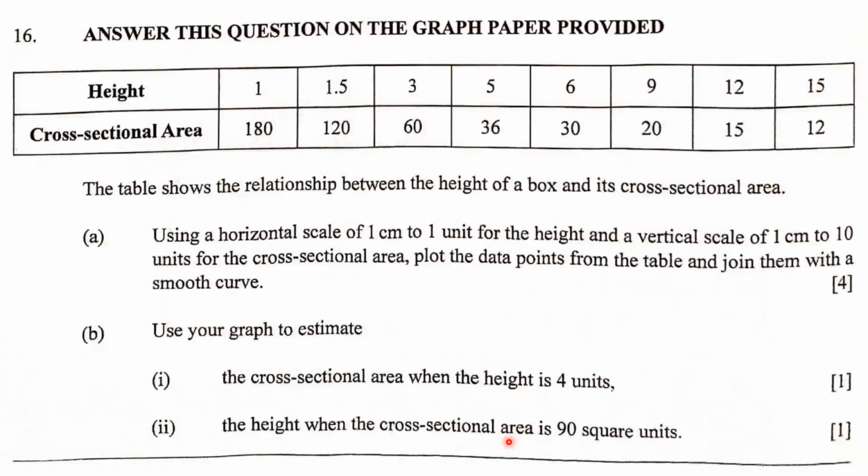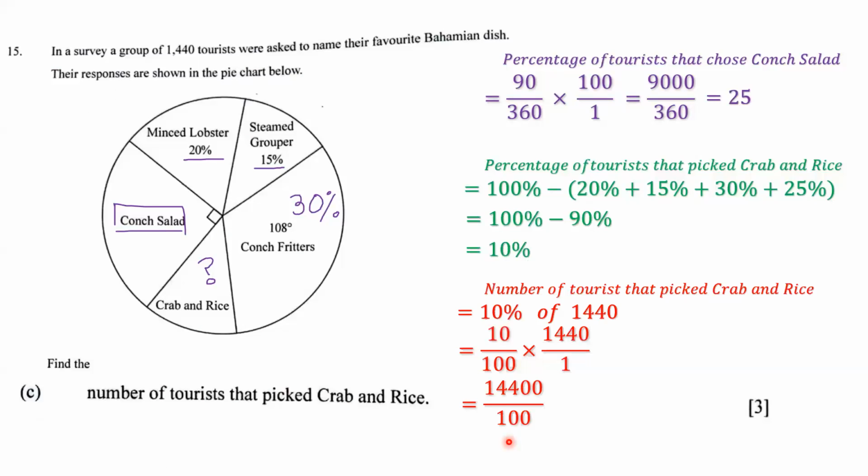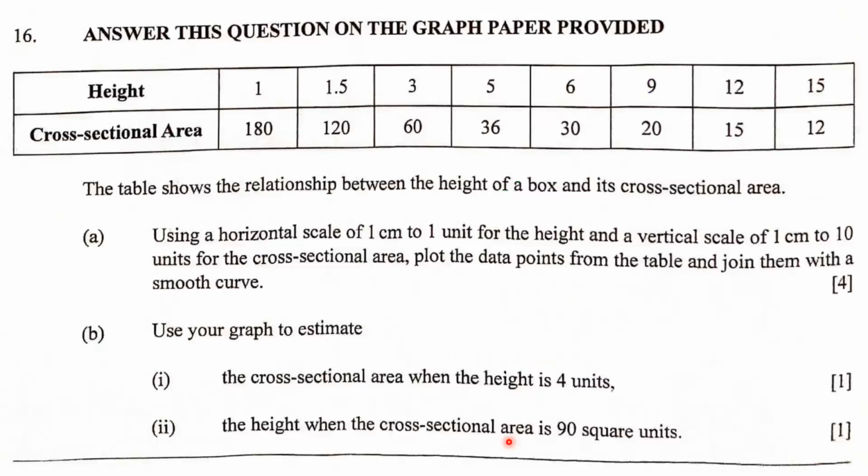Let's move on to question 16. We just finished question 15, so we move on to question 16. Here we have a graphing question. We have a table with the height and the cross-sectional area. It says the table shows the relationship between the height of a box and its cross-sectional area.